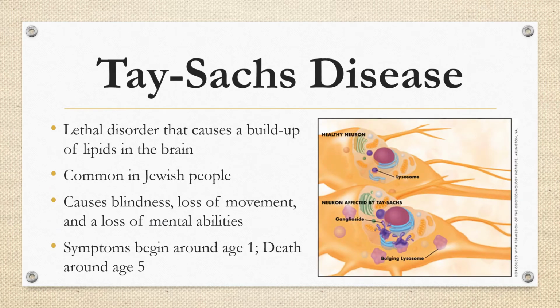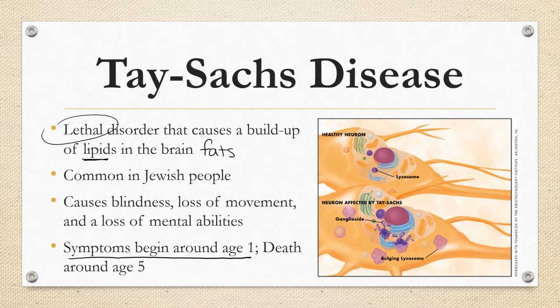Another one is Tay-Sachs. This is a really, really sad lethal disorder. Basically, there's a buildup of lipids or fats inside the brain. Normally, we want to break these down and keep our brain healthy. But in this case, your body can't do that. So the baby will be born and will live the first few months of his life normally, and then the symptoms are going to begin around age 1.